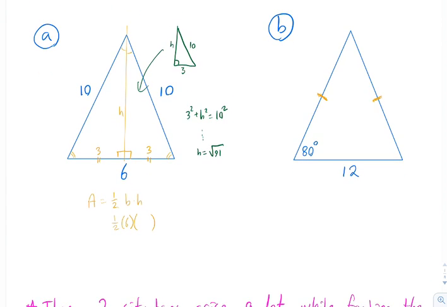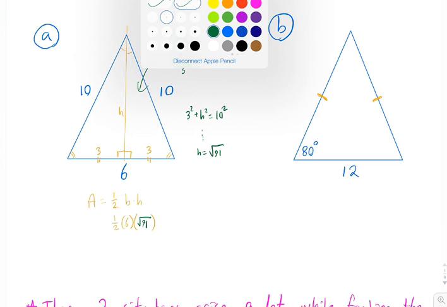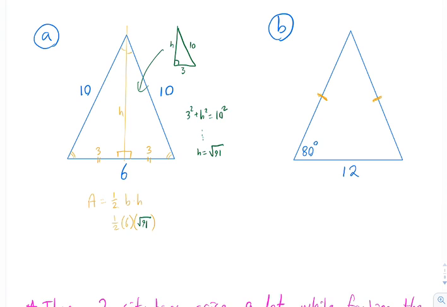And so down here, we get that the area of our triangle is 1/2, the base of 6, times that new height we found using Pythagorean Theorem of square root 91. So switching back to orange, we get that the area is 1/2 of 6 is 3. So we get 3 root 91. That's our area of this. And again, you can put it into a calculator and approximate that if you like.